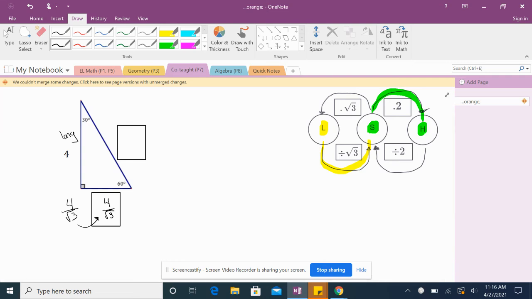And then, now that I have my short side, I have to multiply by 2 to get the hypotenuse.